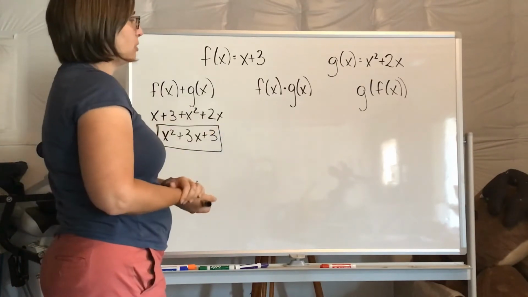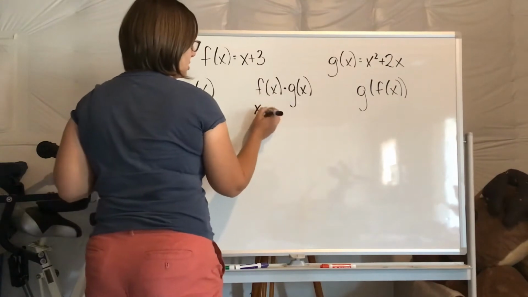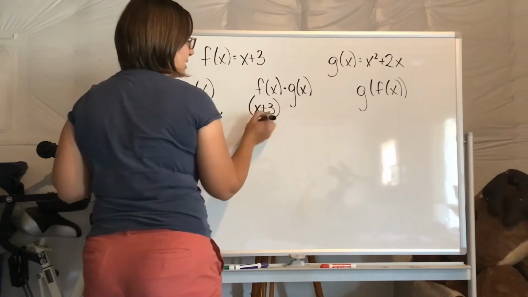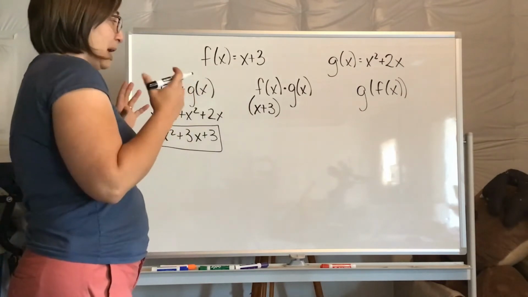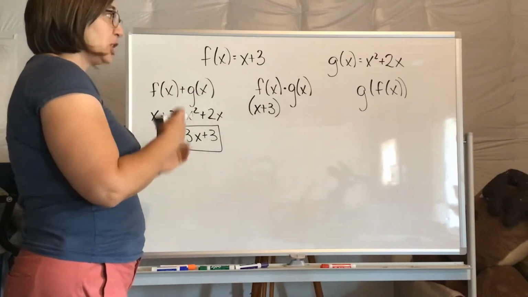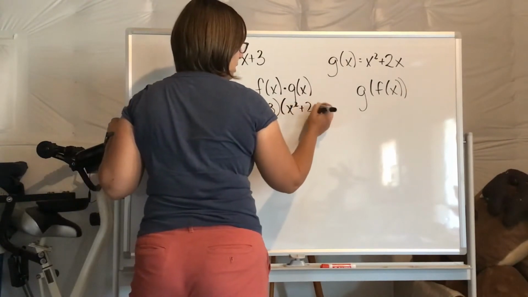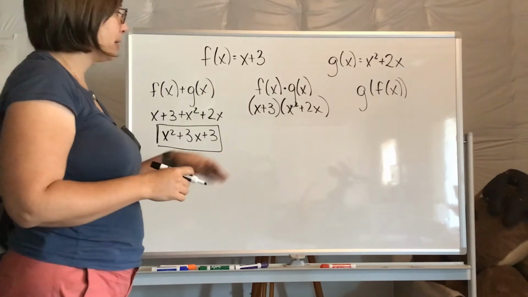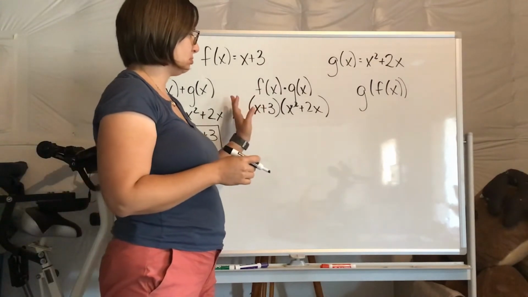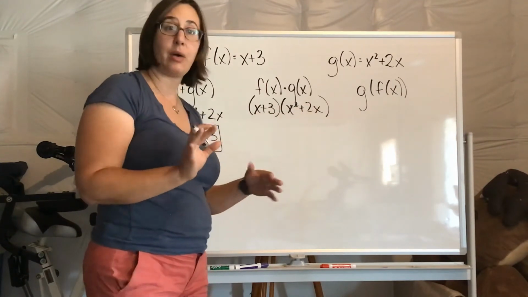In this situation, we're being asked to multiply. Again, we can just substitute in x plus 3 for f of x. And I'm putting that in parentheses to denote that we're going to multiply that expression times the expression for g of x, x squared plus 2x. Now, some students might be tempted to just multiply x times x squared and 3 times the 2x, but that wouldn't be how we would do this.